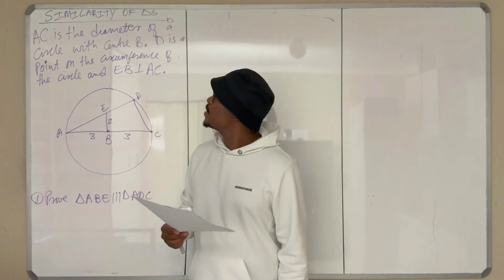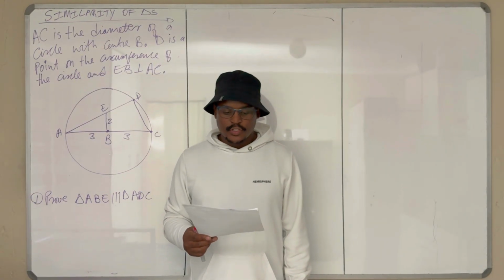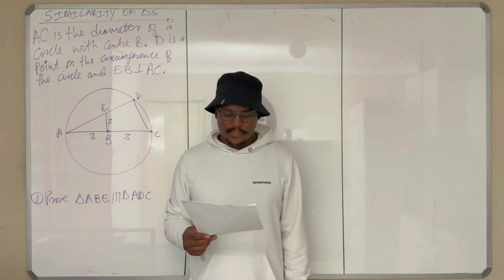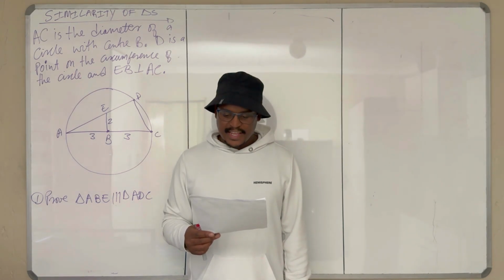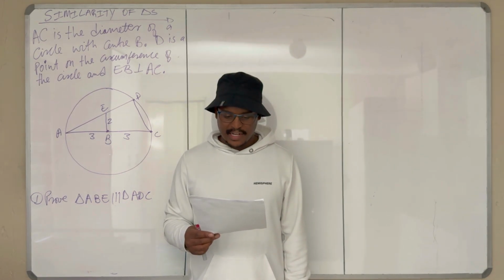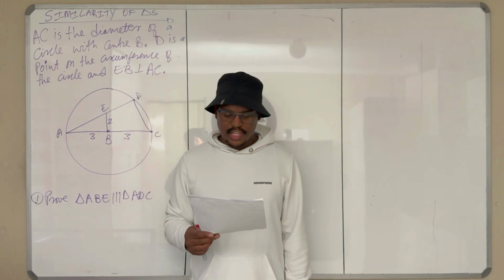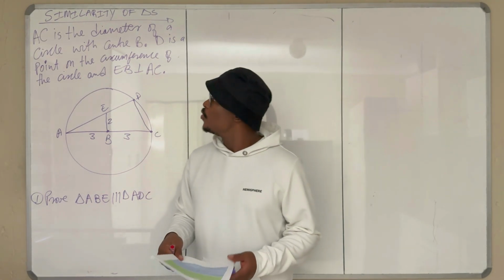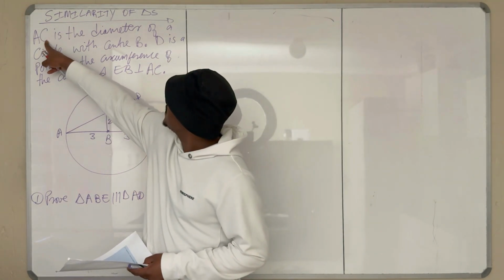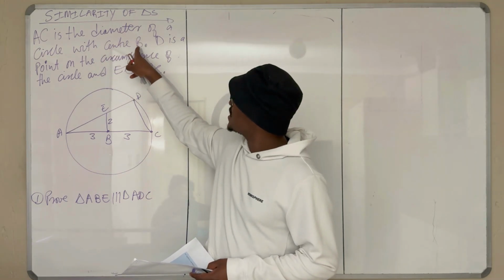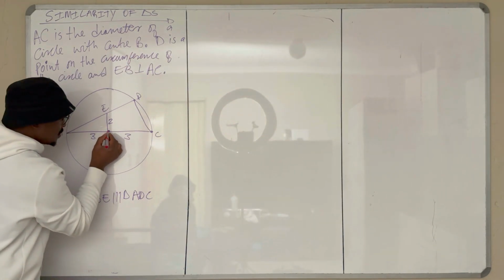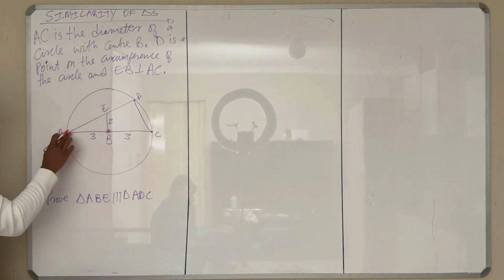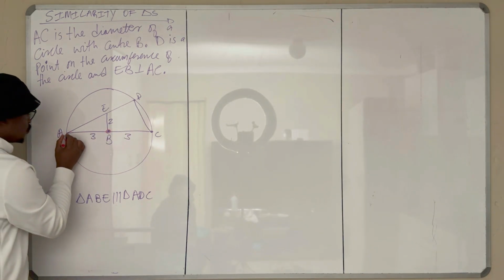Okay, so now we're doing example number 2. Example number 2 reads as follows. They're saying AC is the diameter of a circle with center B. D is a point on the circumference of the circle, and EB is perpendicular to AC. So what are they saying? They're saying AC is a diameter of a circle with center B. So B is the center of our circle over here. And AC is the diameter.